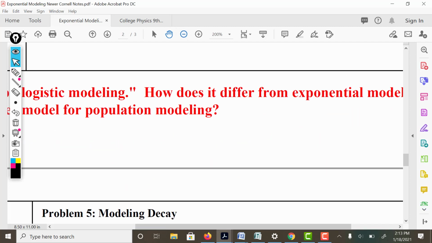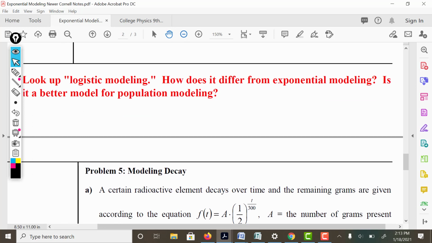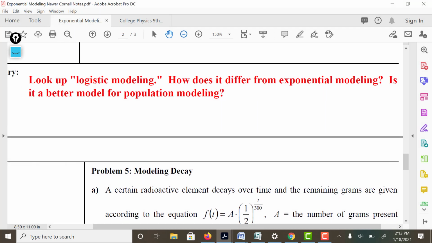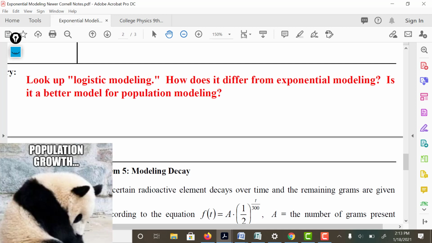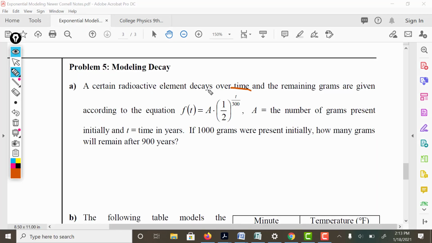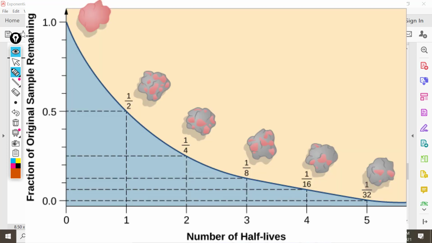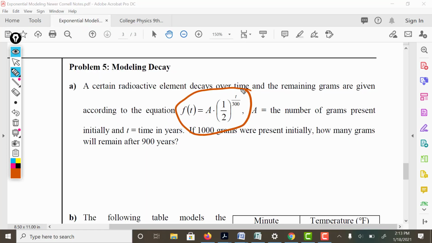For your summary, we're going to go ahead and throw it back a bit to what we did in class the other day. Look up logistic modeling. How does it differ from exponential modeling? Is it a better model for population modeling? So take some time to think about that. They give us a function for an element that decays. When we talk about half-lives in chemistry, when we talk about radioactive dating, we are essentially talking about decay, which is the opposite of exponential growth.